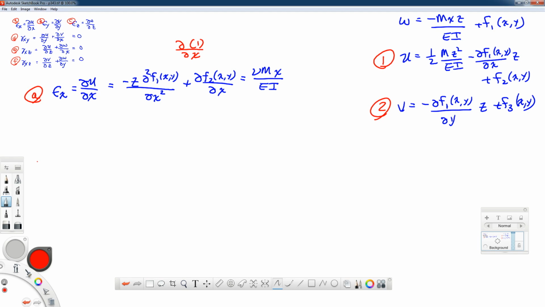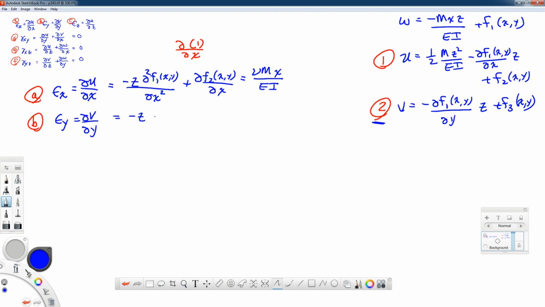Now we're going to take a look at equation B in a little bit more detail. Equation B says that epsilon y is equal to the partial derivative of v with respect to y. And now we're going to use equation 2 over here, and that would be the negative.